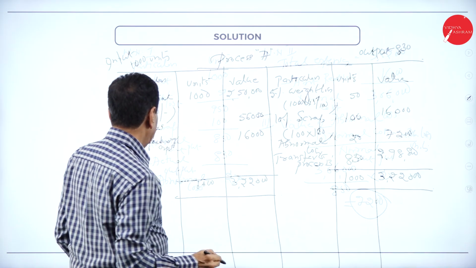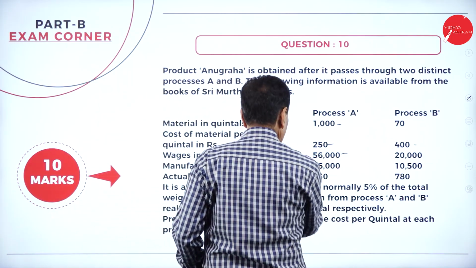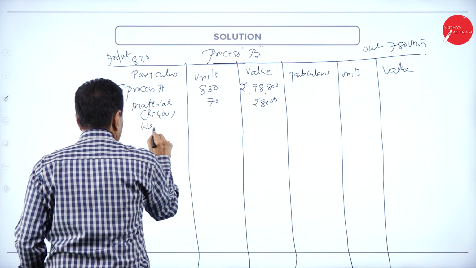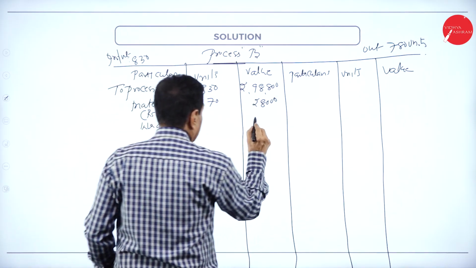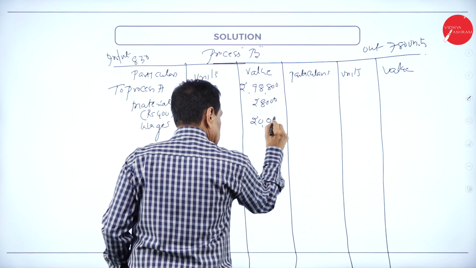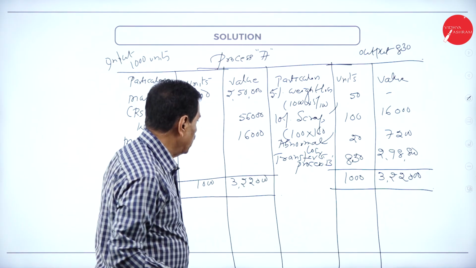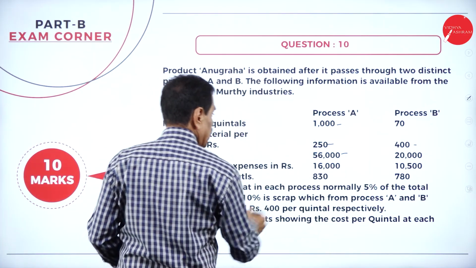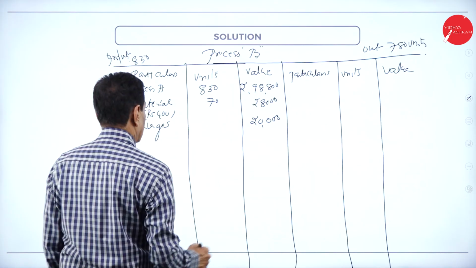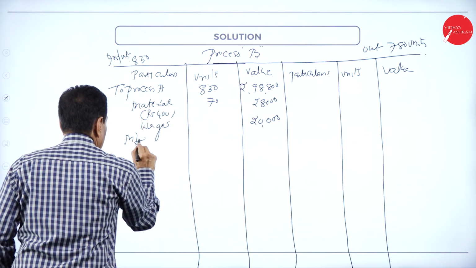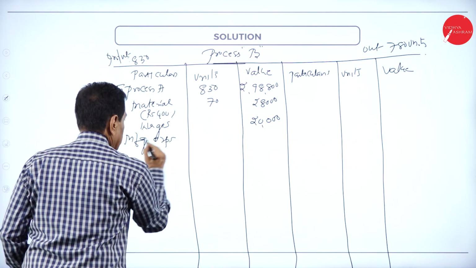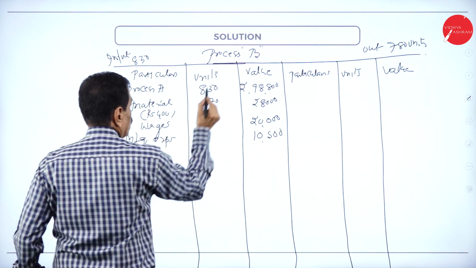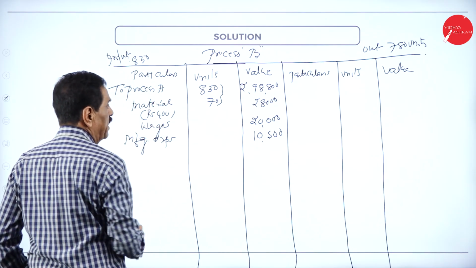Then what's the expenditure you got? This is over. Wages, how much? 20,000. Then what's next one? Wages over. Manufacturing expenses, 10,500. So the total becomes 900.